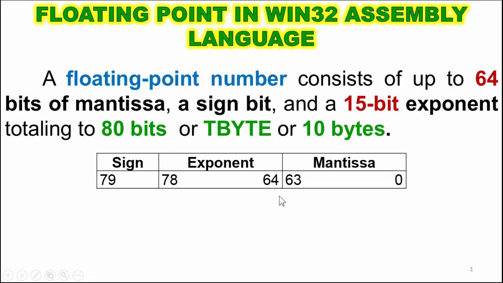Today we are going to learn floating point in Win32 Assembly Language. A floating point number consists of up to 64 bits of mantissa, a sign bit, and a 15-bit exponent, totaling 80 bits, or a T byte, or 10 bytes.